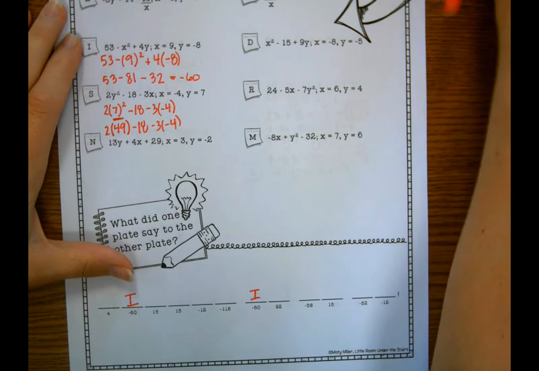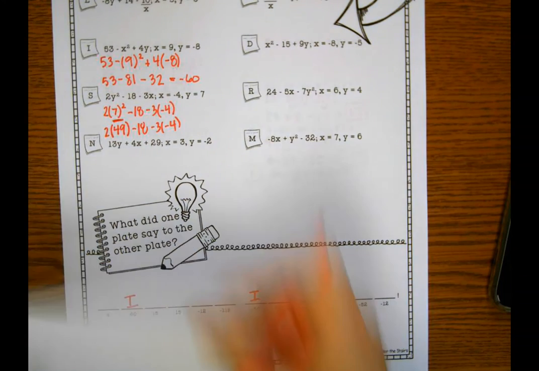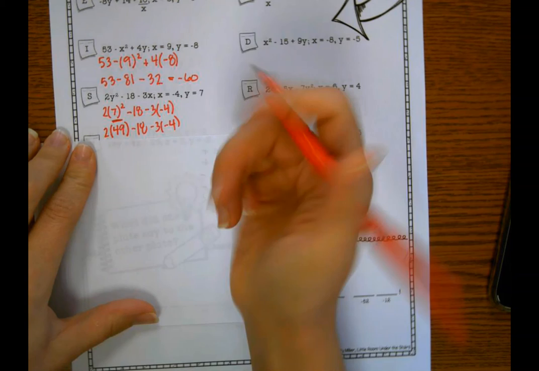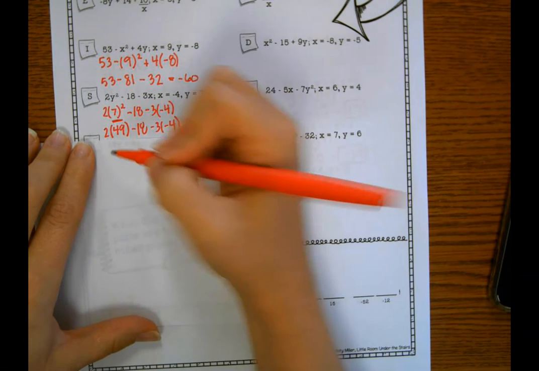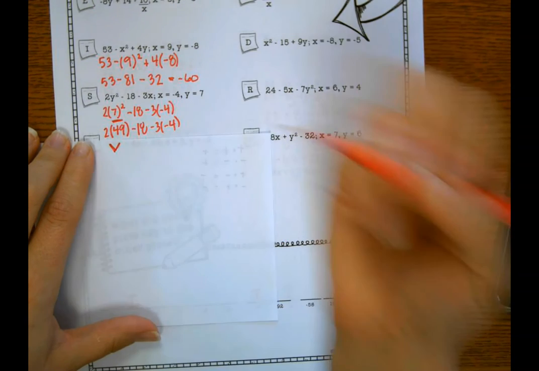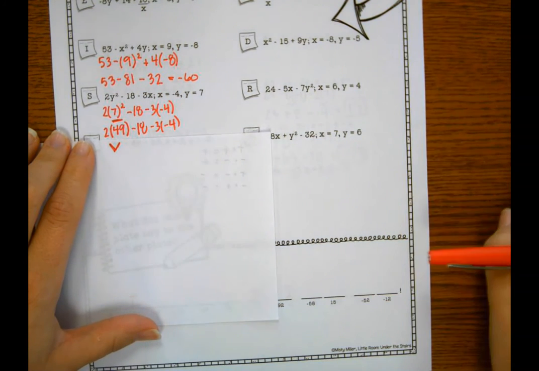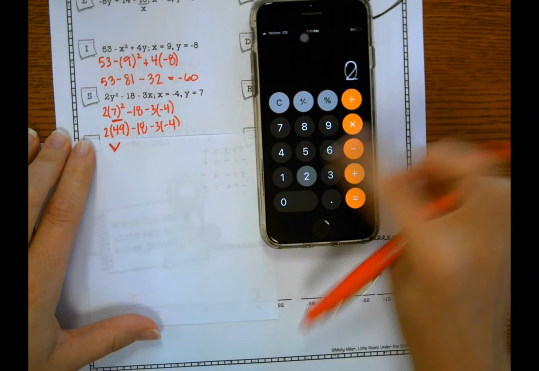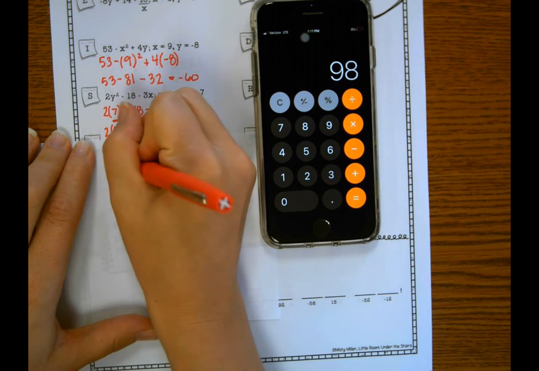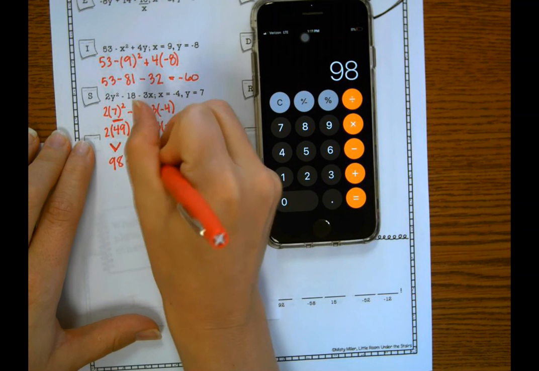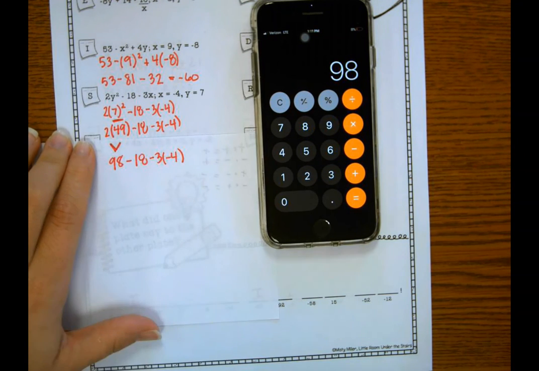So then if I keep going with this problem, and I'm just going to get myself a note so I can keep going. Now I'm going to multiply. I did my exponent, so now I'm doing multiplication and division. So here's my first multiplication, 2 times 49, which I can use my calculator. 2 times 49 gives me 98. I'll bring down my minus 18 minus 3 times -4.